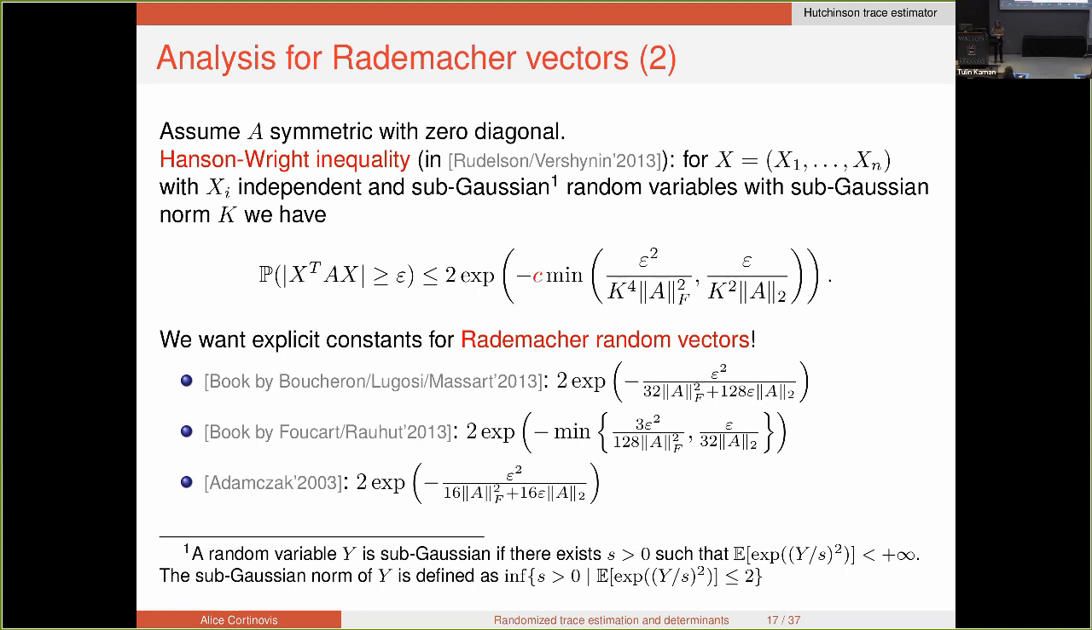So there are several bounds for Rademacher random vectors which somehow make this constant explicit, and here I listed some of them. So actually what we managed to do was to improve them. Here the best one is this one, and we got a factor 8 and 8 here, basically by combining the arguments in this paper, in this work, which is actually a master thesis, and this book.